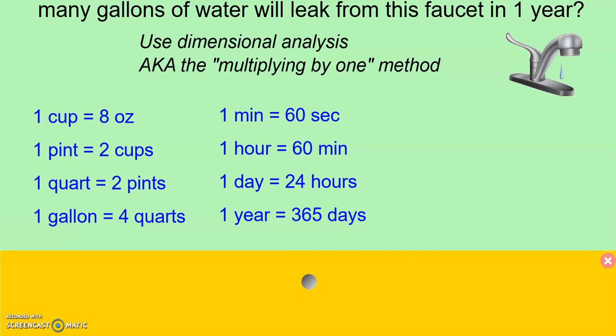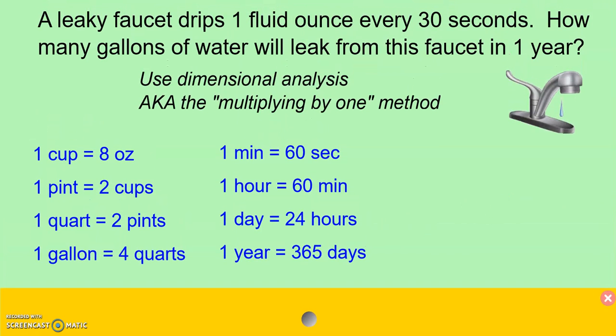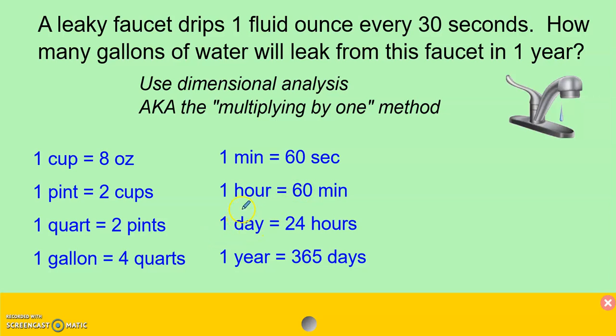And here are some facts you probably need to know. For questions like this, you might have to look some of these things up. If I want to change ounces to gallons, I first need to know these conversions. There are 8 ounces in a cup, 2 cups in a pint, 2 pints in a quart, and 4 quarts in a gallon. If you don't know those, that might be something you need to look up before you do a problem.